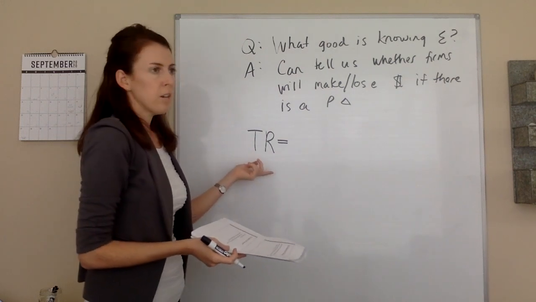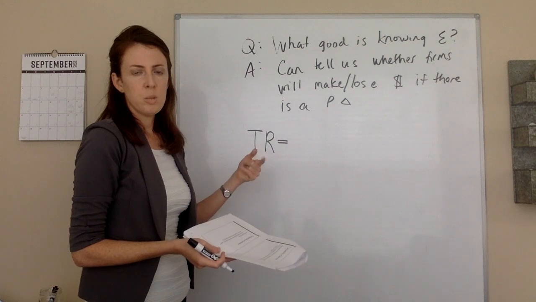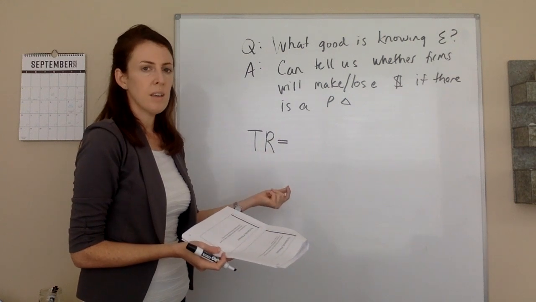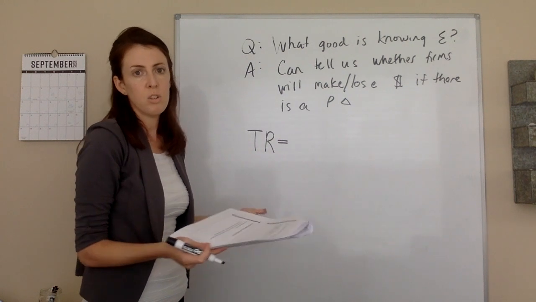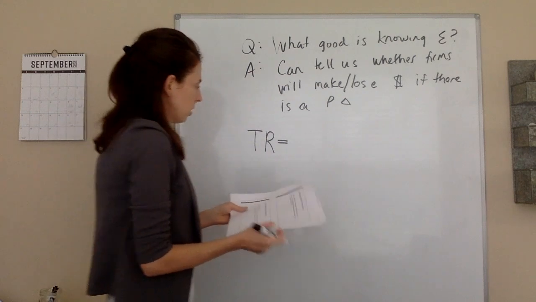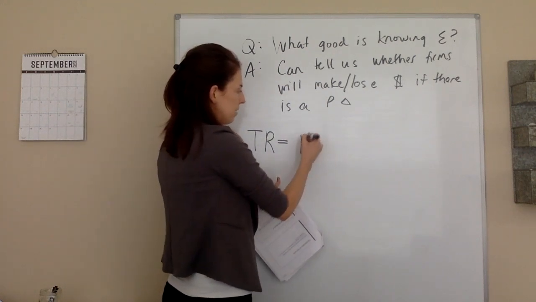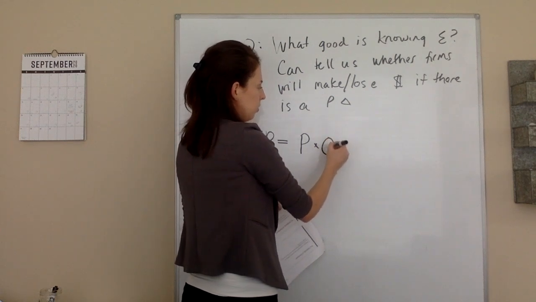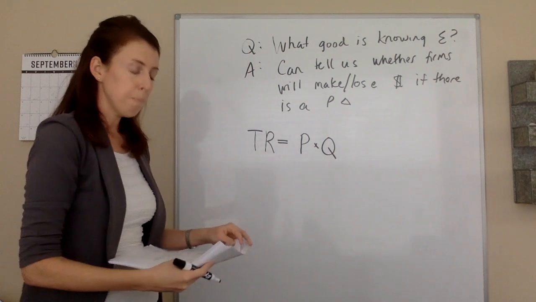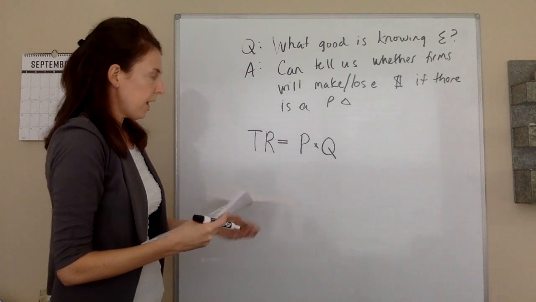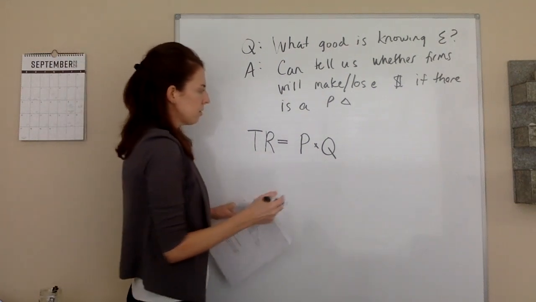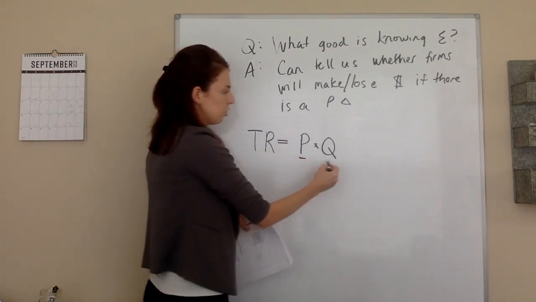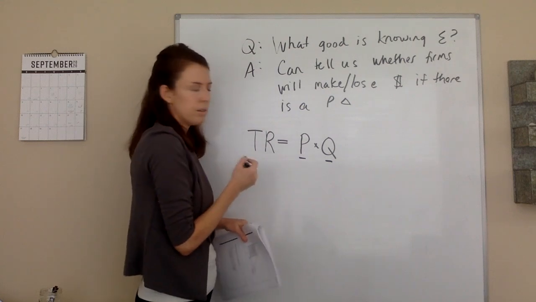So if they are selling goods and each good is being sold for $1 a piece and they sell 100 goods, then their total revenue is $100. So it's just equal to the price that they're selling each good for times the number of units that they sell. Think about these two variables in the total revenue function.